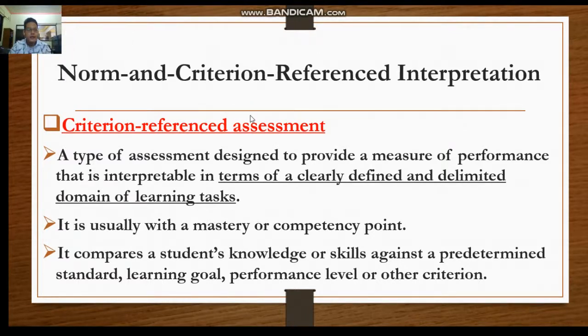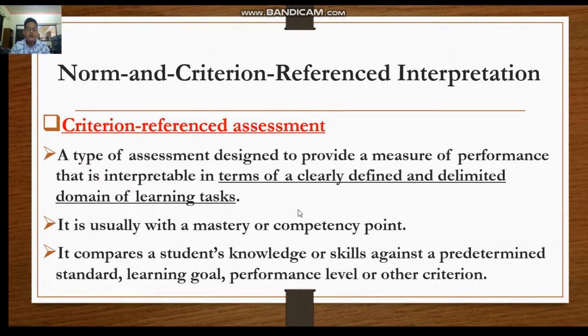Okay, again, we are not comparing our students' performance to the performance of the whole class. We are comparing the students' performance, scores, knowledge, or skills against a predetermined standard, learning goal, performance level, or other criterion. Okay? So that is the difference between a norm and a criterion reference.